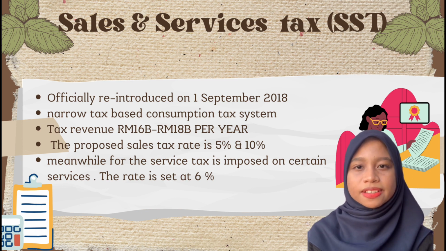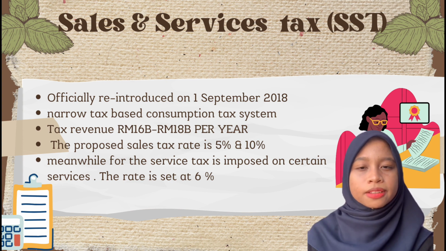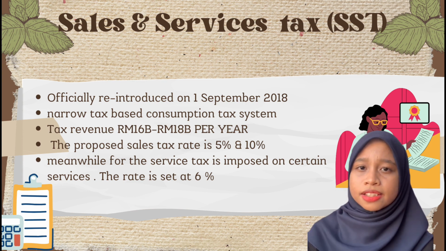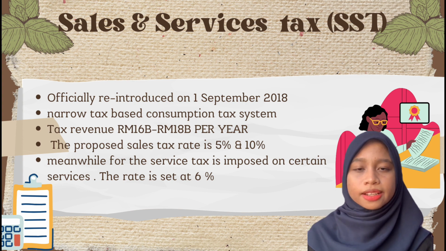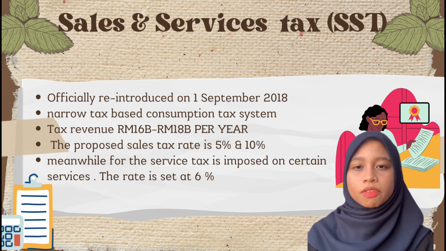Sales and Services Tax, which is SST, was officially reintroduced on 1 September 2018 under the Royal Malaysian Customs Department. SST is a narrow tax-based consumption tax system that focuses on a single stage rather than each stage of the supply chain. Unlike GST, the government can only collect tax revenue of 16 to 18 billion per year. For the sales tax, the government only collects tax at the manufacturer level and the other element of sales tax will be embedded in the price paid by the customer.